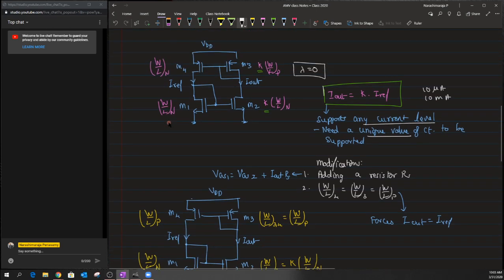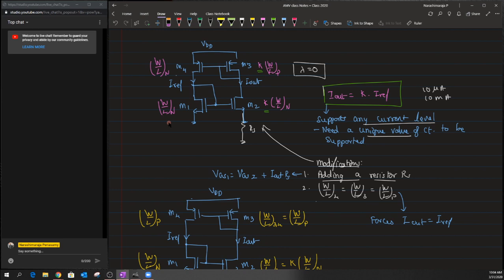Based on this, we introduced two modifications to this circuit. One is adding a resistor Rs across the M2 transistor. The second modification is to change the W by L factors of M3 and M4 to have the same.